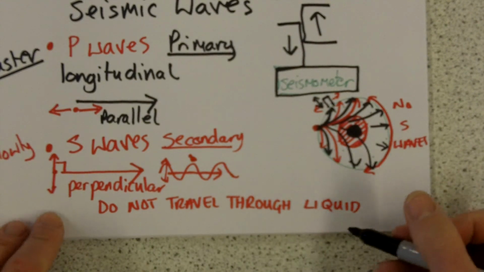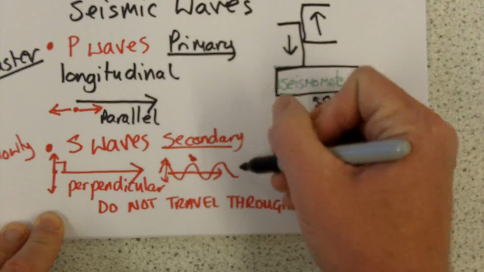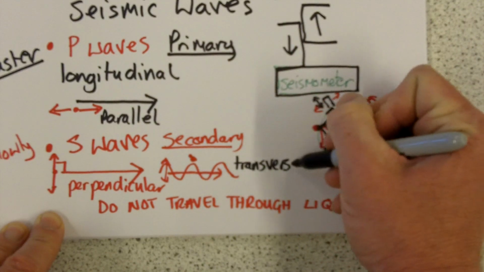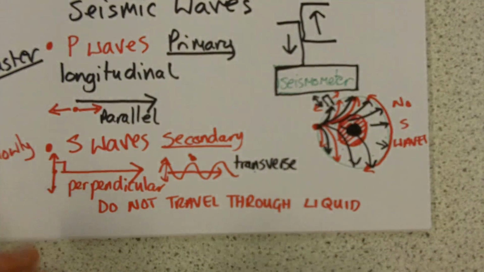One more thing I noticed I missed out, which is that we call these transverse waves. So waves where the vibration is at right angles are called transverse. So P waves, longitudinal, S waves, transverse.